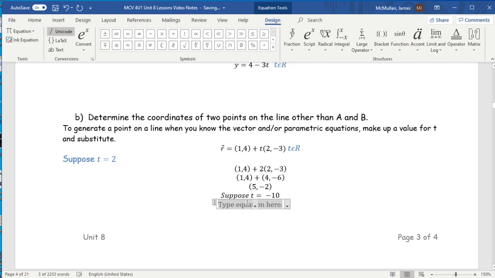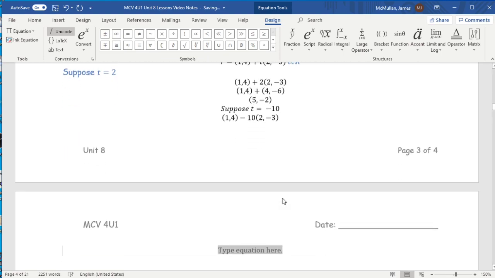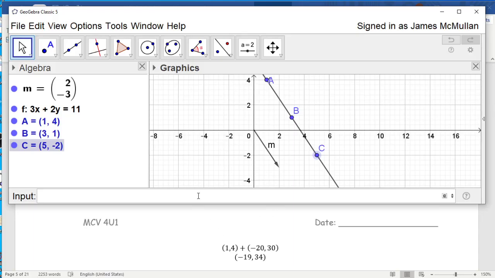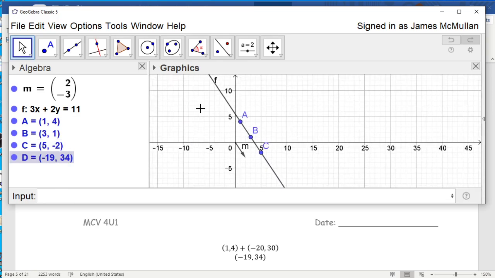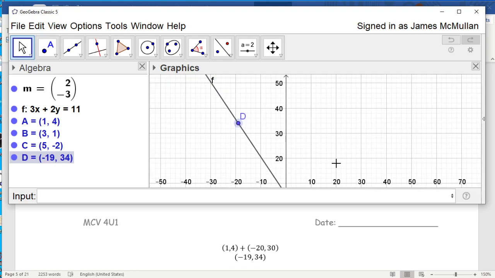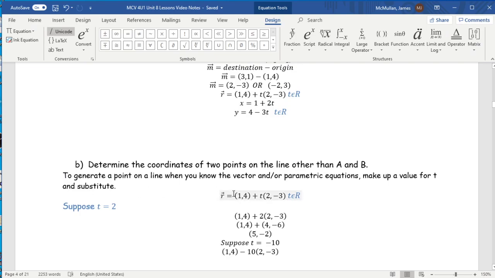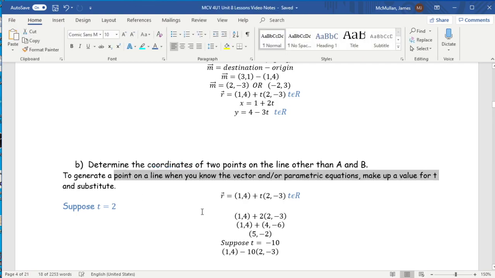Anyway, if t is negative 10, you have 1, 4 plus negative 10 times 2, negative 3, which is 1, 4 plus negative 20 and 30. And there you would have negative 19 and 34 ought to be on this line. And it is. Okay? So you can easily generate more points. You can generate as many points as you want or might need. Just simply make up a value for t and plug it in.